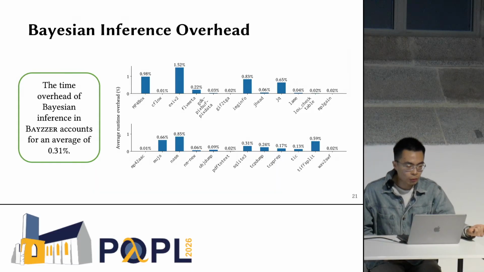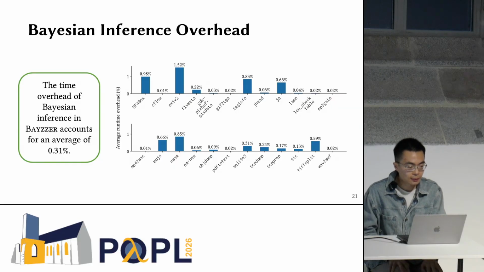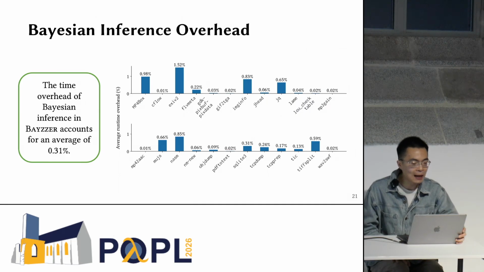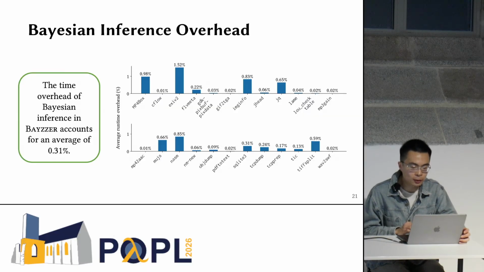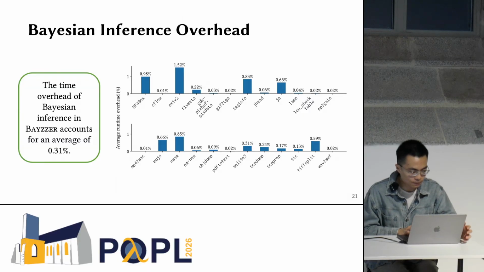We measure the computational overhead of Bayesian inference. On average, the time spent on Bayesian inference accounts for approximately 0.31% of the total running time. Therefore, the overhead introduced by Bayesian program analysis is tiny and fully acceptable in practice.